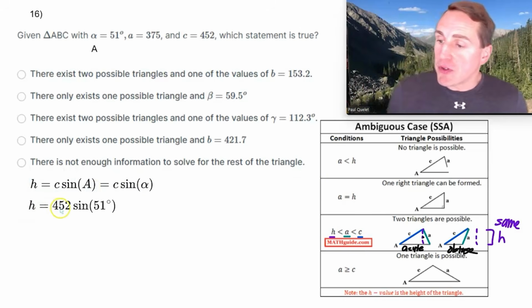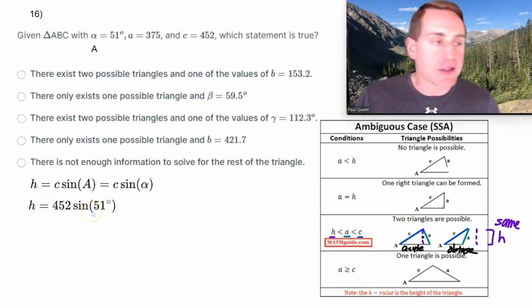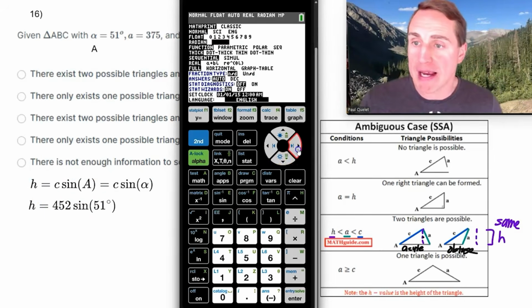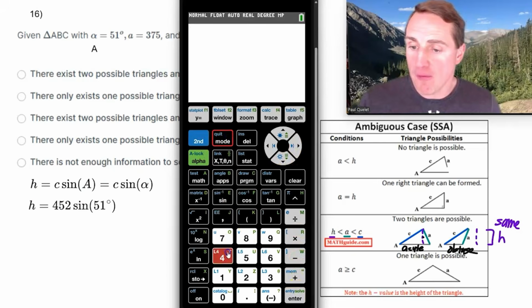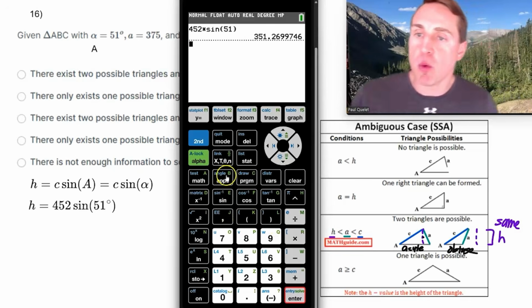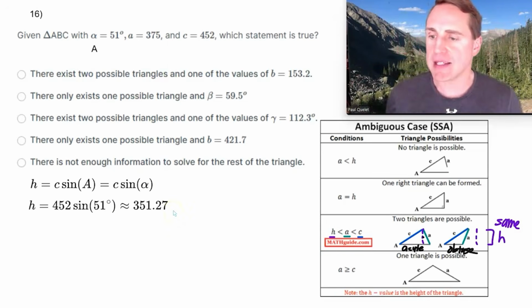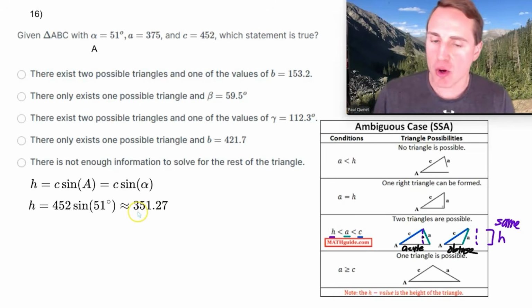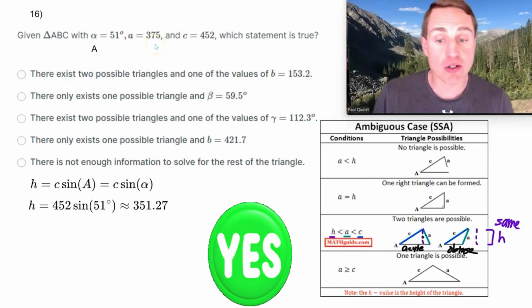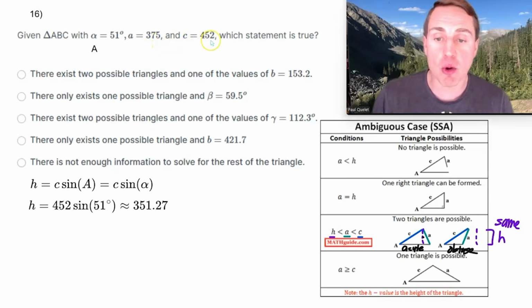Okay, so h equals 452 sine 51 degrees. Making sure my calculator is back in degree mode. Let's go 452 times the sine of 51 degrees. So we get 351.27. What we can tell is that that number, h, is it smaller than lowercase a? Turns out it is. Is it smaller than lowercase c? Yes, it is.